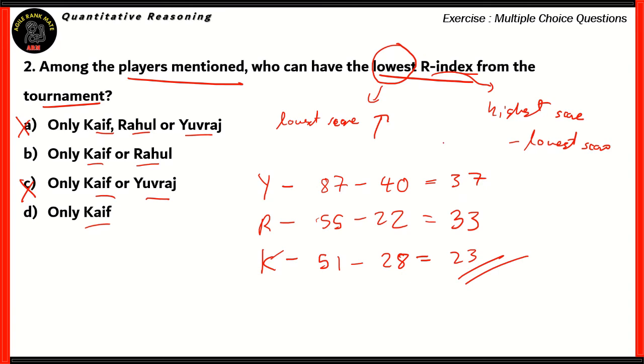Now among the R indexes here, Kaif's R index is the lowest at 23, Rahul's is at 33, and Yuvraj's is at 37. So option D, only Kaif, is the right option. We looked at the worst case scenario, where the lowest score is quite high. The lowest score is the highest possible value for all of these three players. And when we put that in, we found out that Kaif, under any circumstance, would have the lowest R index, which in this case is 23. So the lowest possible R index among the players mentioned is only Kaif.